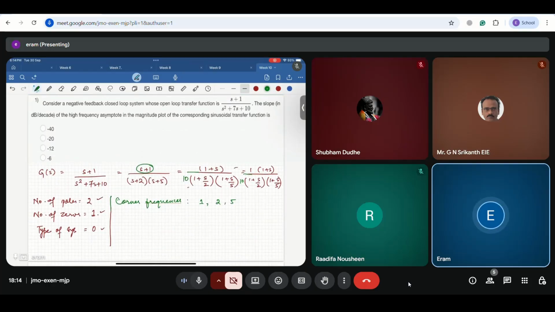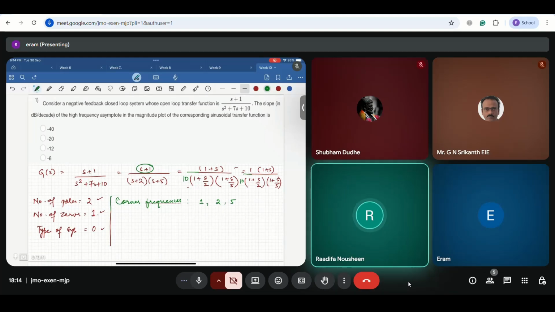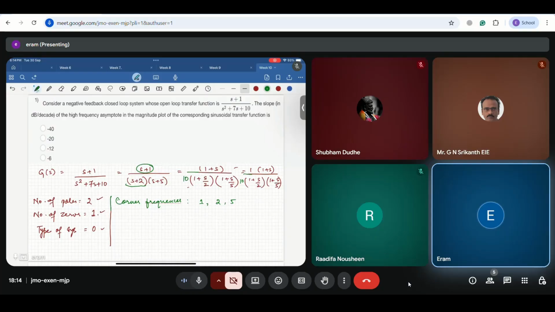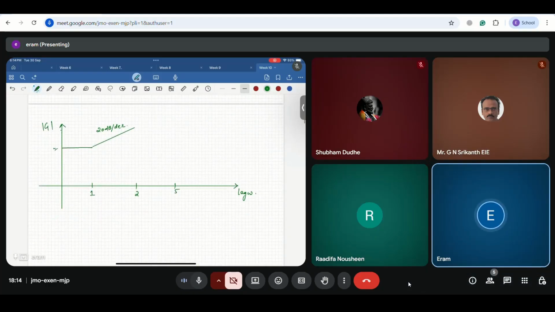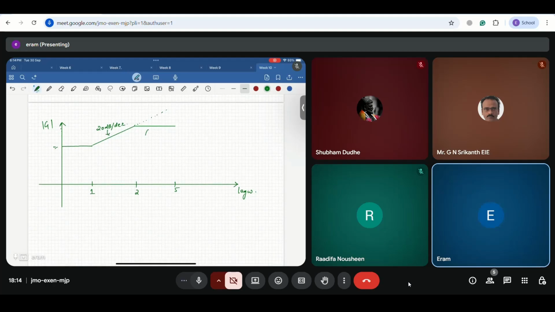Okay, now what about at omega equals 2? Minus 20 dB. We have a pole at this corner frequency, so it will contribute a slope of minus 20 dB per decade, right? And earlier we already had a slope of 20 dB per decade, and if we add a slope of minus 20 dB per decade, it will nullify its effect. So ultimately we have a zero slope, so it is a 0 dB per decade slope.